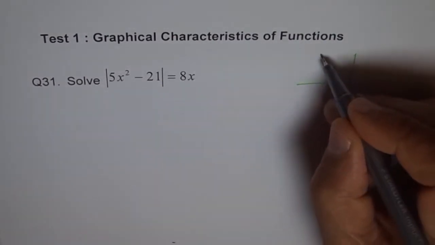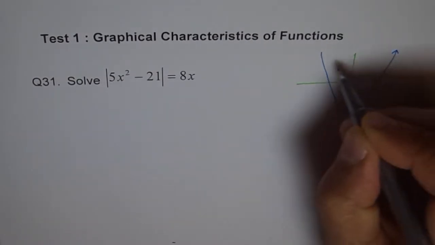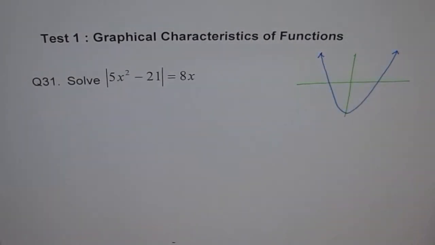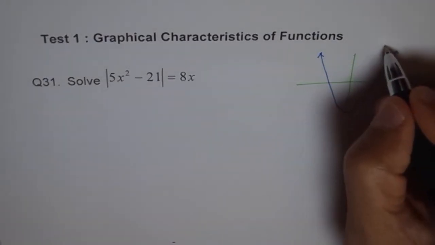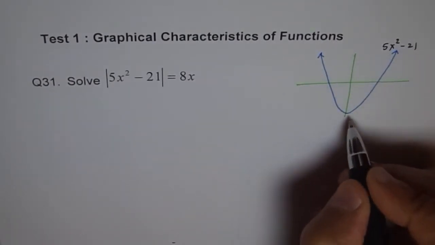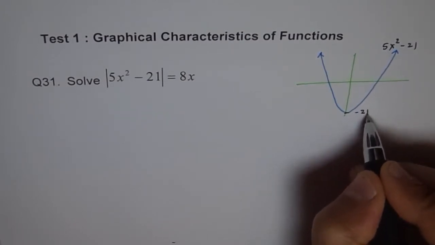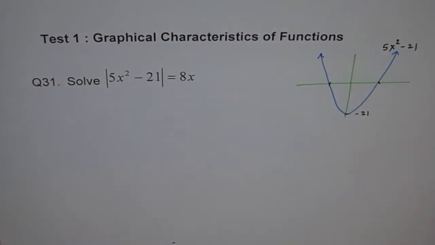So let me just draw an approximate graph here, which is kind of like this, okay? Let's say this function is 5x squared minus 21. So let's call this 5x squared minus 21. So what is this point? This point is minus 21, correct? We need to find these points also. What are these points? Now these are your x-intercepts.